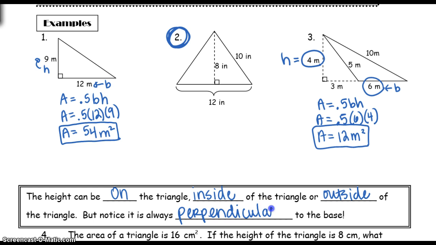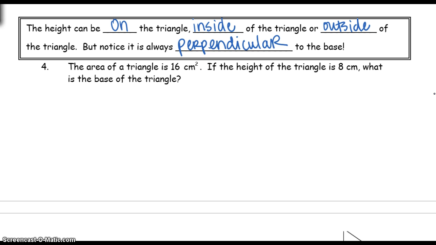It's a long word to write. Perpendicular. There you go. Okay, so always perpendicular to the base. So let's move it down here to number 4. The area of a triangle is 16, the height is 8. What's the base of the triangle?